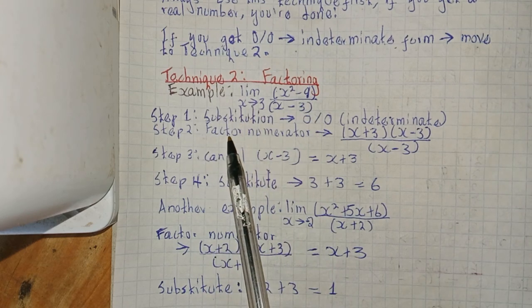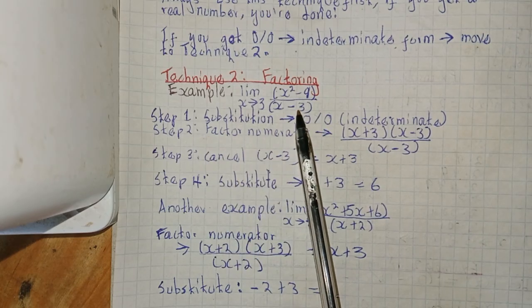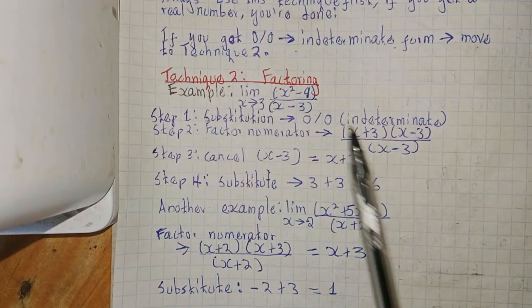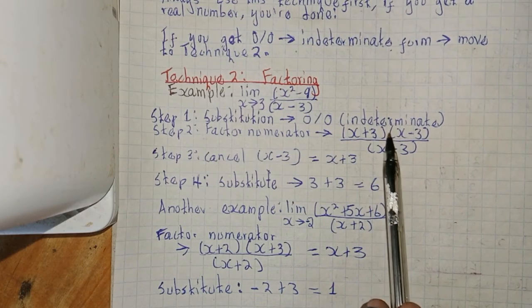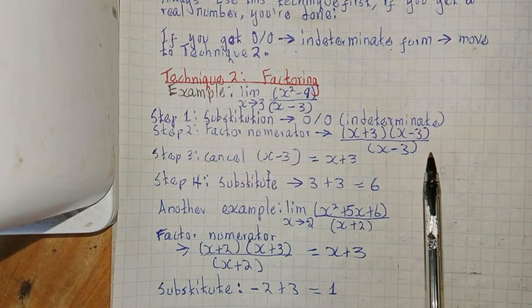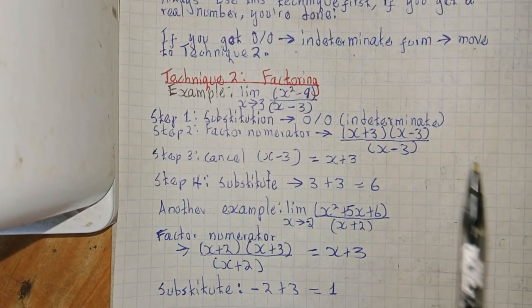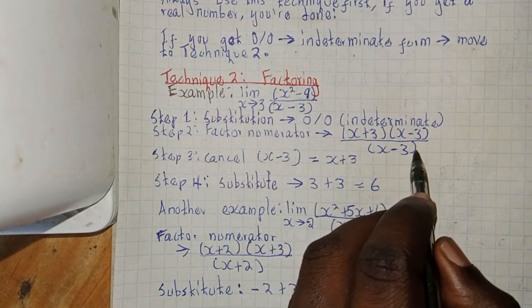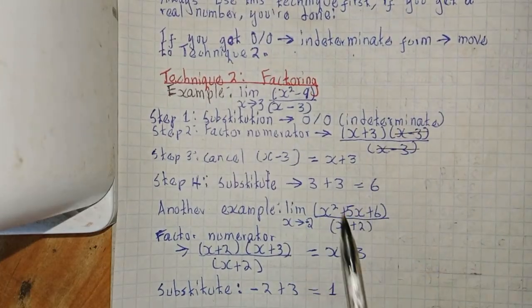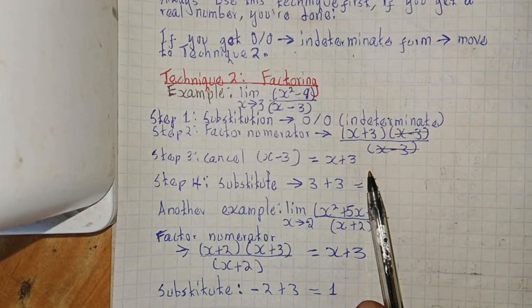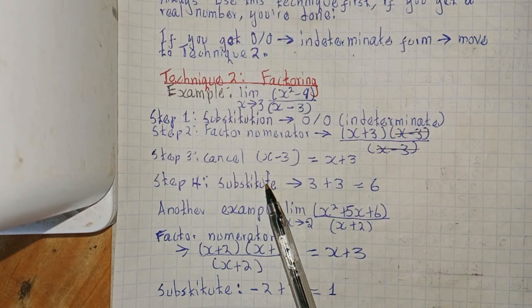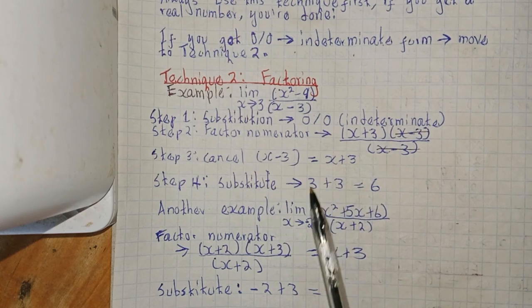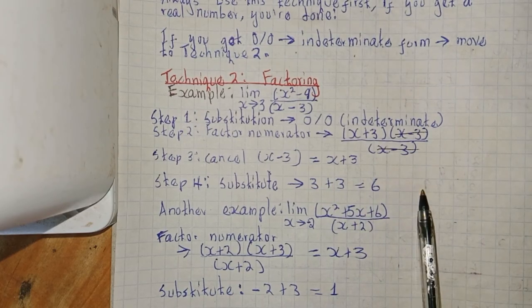So how do we go about it? We have got to factor the numerator, which is x squared minus 9. It will be x minus 3 into bracket x plus 3, all over x minus 3, from the quadratic equations. So if we cancel this and this, we will remain with x plus 3. The next step is substituting 3 for x, which is 3 plus 3, which equals 6.